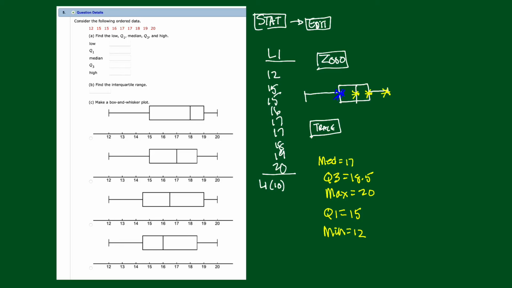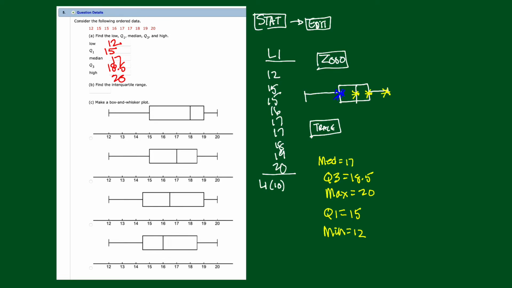Let's go up and answer the question. Okay, I found all these. What is the low value? Well, the low value was the 12. The first quartile, Q1, that was our 15, so we're going to put a 15 in here. The median, that was 17. The third quartile, Q3, on my picture is this one right here, and the calculator told me that was 18.5. And the high value that we put in, that was 20.